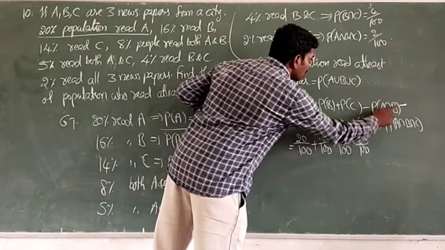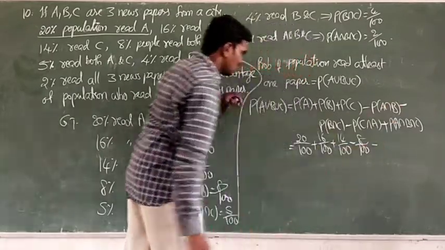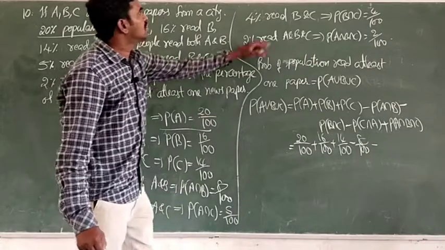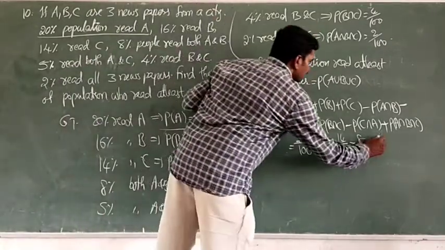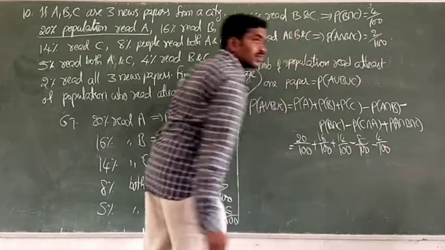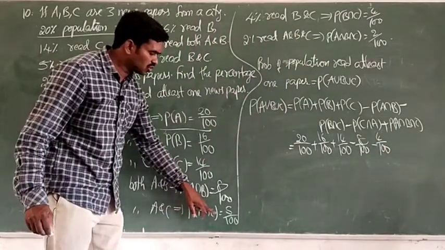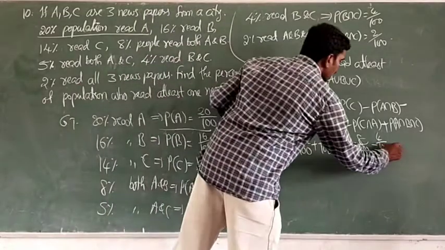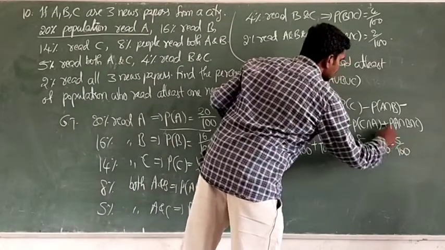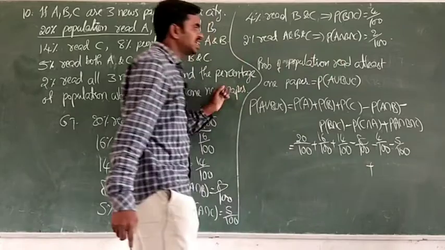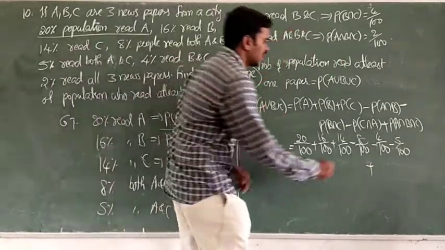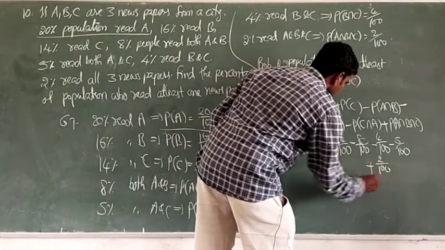Next minus P of B intersection C. What is P of B intersection C? Here 4 by 100. Next P of C intersection A, A intersection C both same, 5 by 100, minus 5 by 100. Next plus P of A intersection B intersection C, that is 2 by 100. So simplify this, we get the answer.